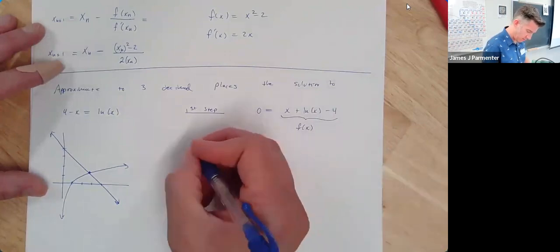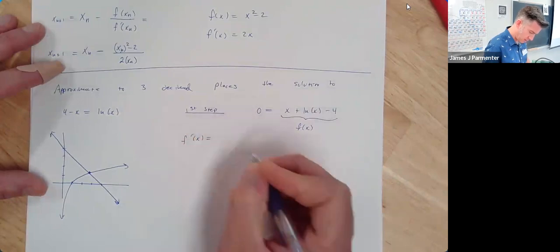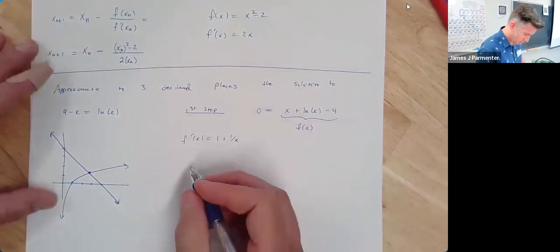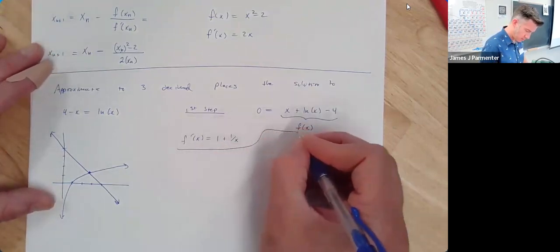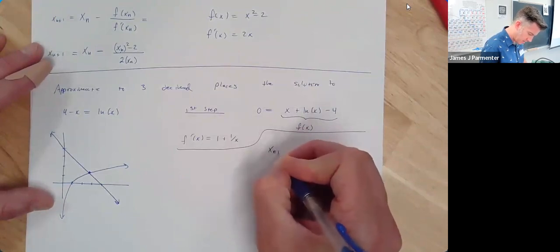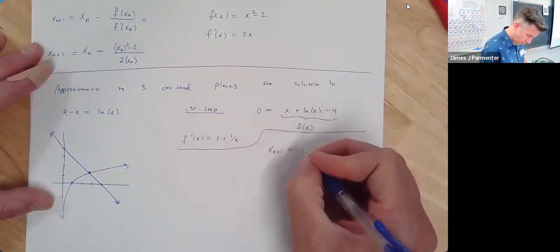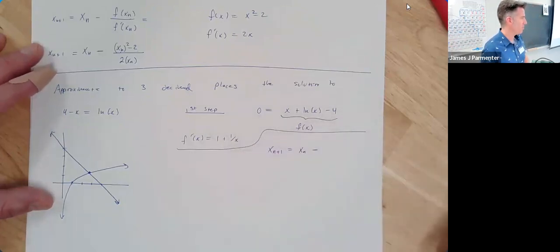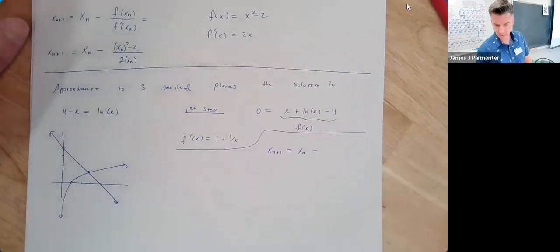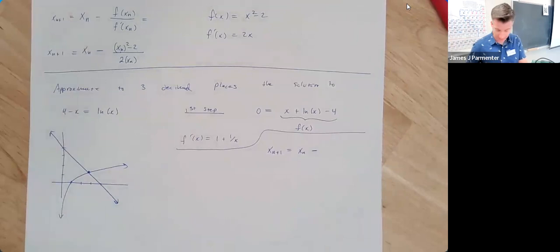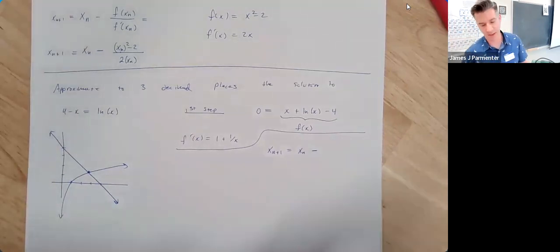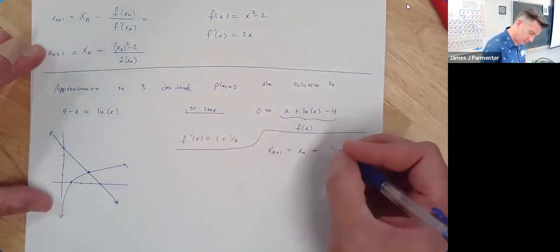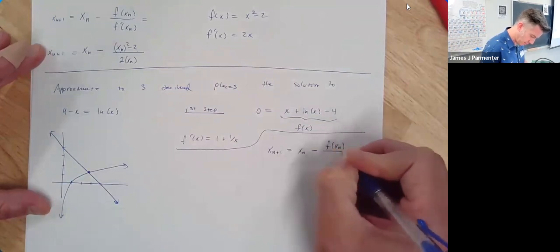And then f prime is going to be 1 plus 1 over x. So the thing we're going to be calculating here is that our next guess is going to be equal to our previous guess minus f of, I always forget which one goes on top. Let's look back at my notes. I want it to be f prime on top, but it's not. It's f of x_n.